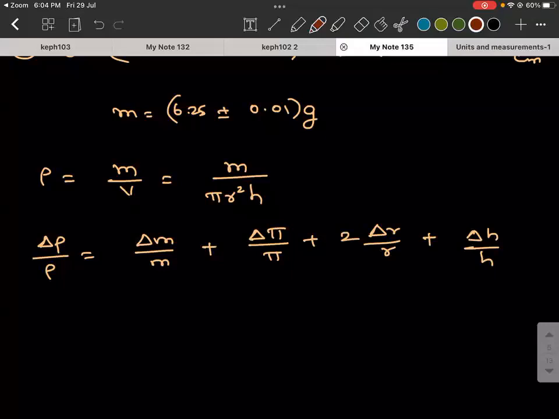Maybe what you wrote is correct. Don't be in a hurry. There is a mistake in that statement. I know why you would have struck. Delta pi by pi should not be written. Why? Because pi is a constant. It's a fixed value, right? Why will it have an error? So this is wrong. Did you strike it off because of that?